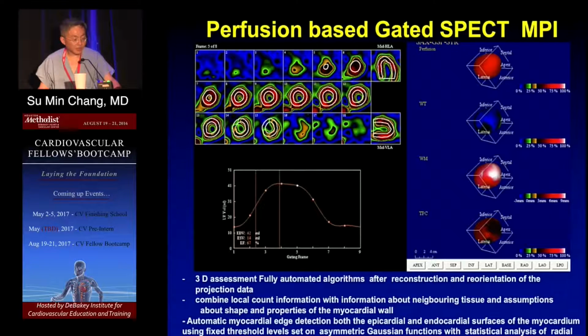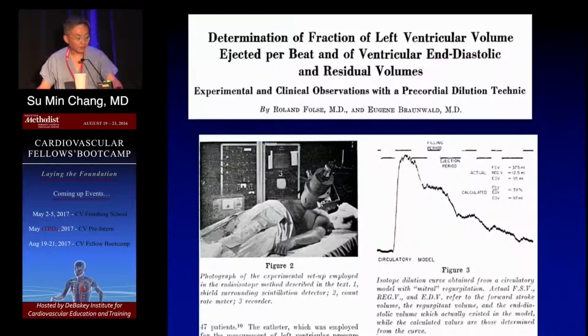So this is a gated SPECT myocardial perfusion imaging, which I don't know why it's not playing. Okay, so it gives you the EF. Usually with SPECT, you underestimate the ejection fraction compared to MRI. So using gated SPECT myocardial perfusion imaging, an EF of 50% is considered normal.